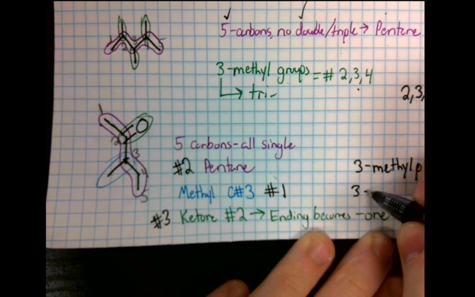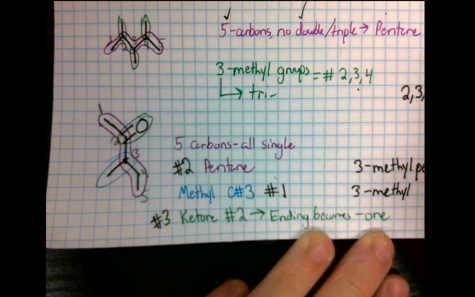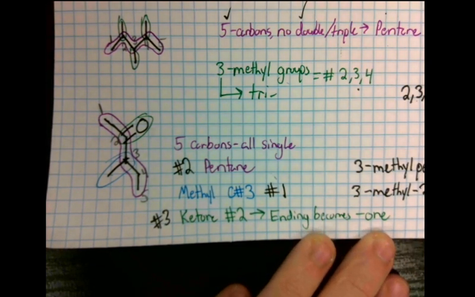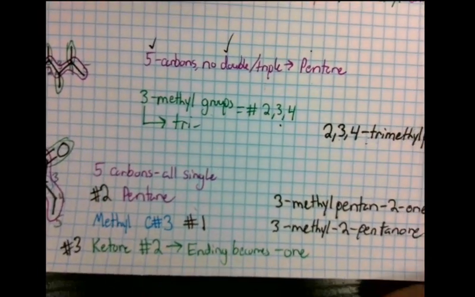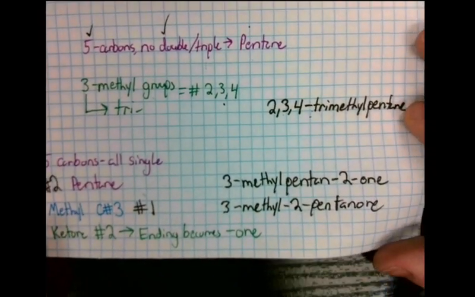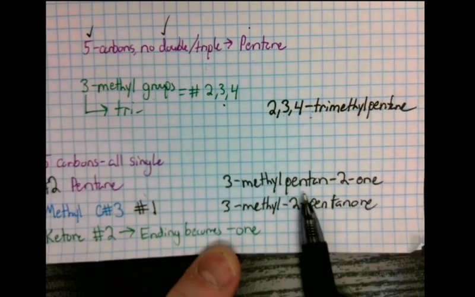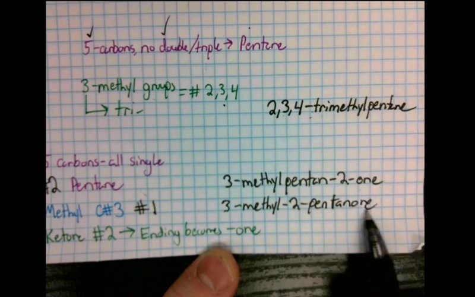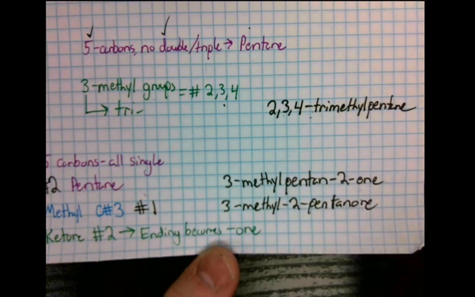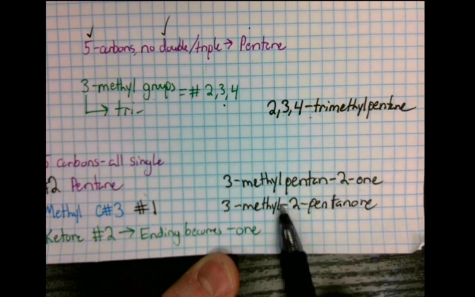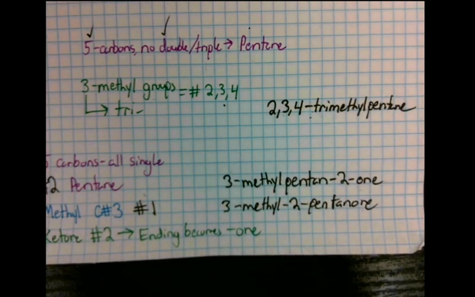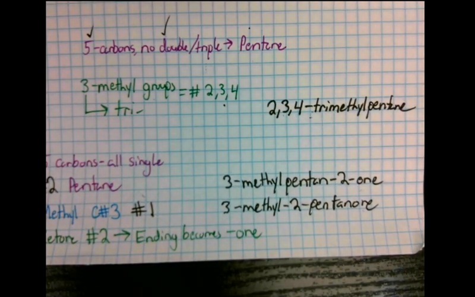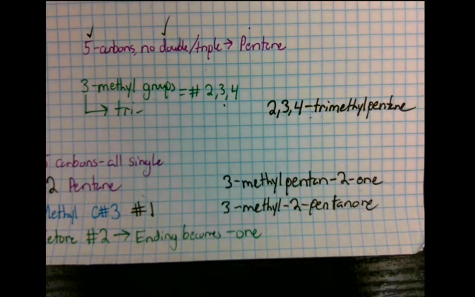You could also do 3-methyl 2-pentanone. Either one of these names is correct. Pentan is telling you it's a 5-carbon chain with all single bonds between them. One is telling you that there is a functional group, specifically a ketone, on position number 2, and that also on position number 3 there is a methyl group. There's an additional single carbon poking off at position number 3.